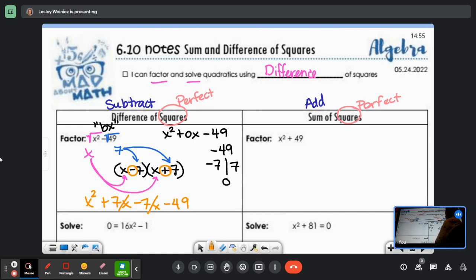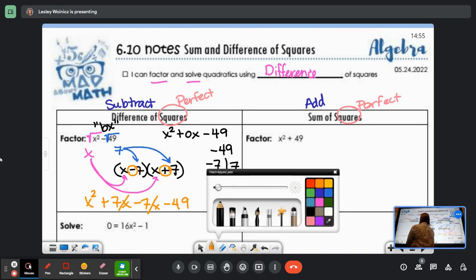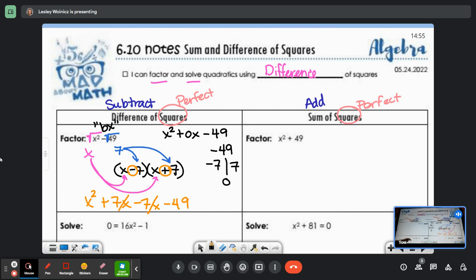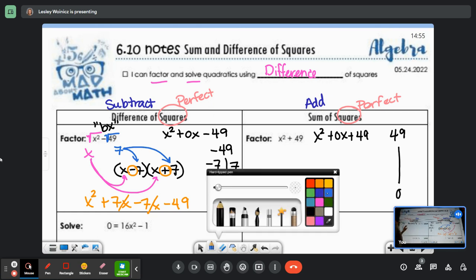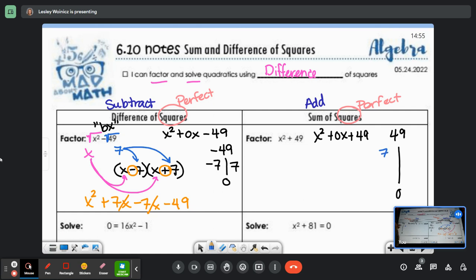Okay, let's look at this one over here. Let's do the same thing. Let's find x squared plus 0x plus 49. Let's find the factors of 49 that sum to 0. 7 and what? 7 and 7? So when I add them, what do I get? You get 14, but you need to put a negative 7.